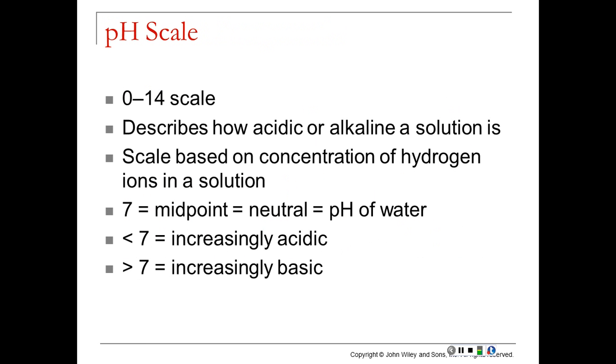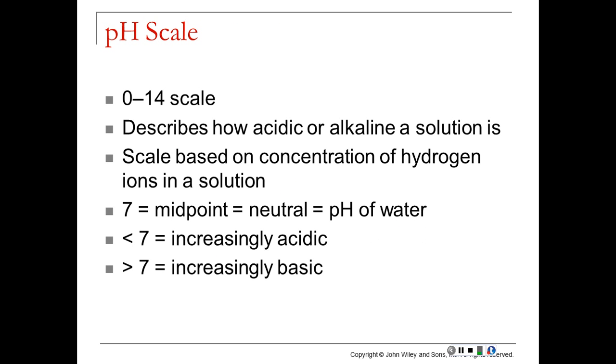pH is measured on a scale of 0 to 14. Anything less than 7 is acidic. Anything greater than 7 is considered basic or alkaline. 7 would be the neutral point on the pH scale. 7 is actually the pH of pure water.